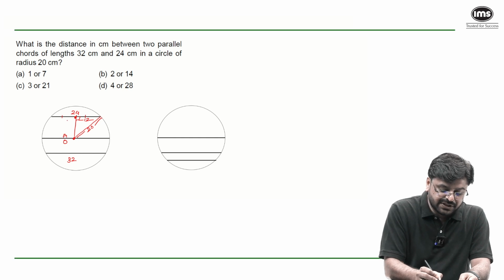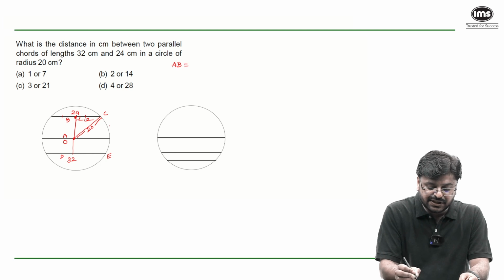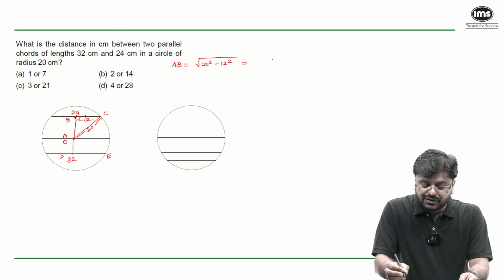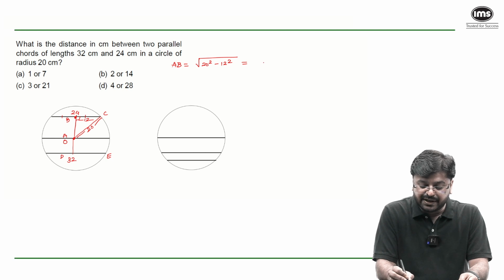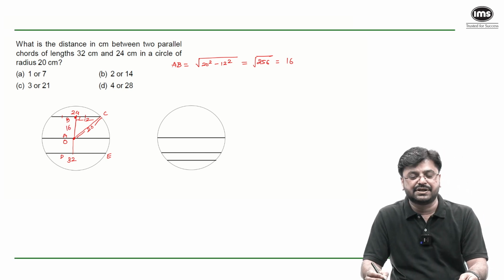Let's name these points A, B, C. Here we can name them as D and E. So AB in this case is under root 20 square minus 12 square. Okay, so it is under root 400 minus 144, which is under root 256, or 16. AB is 16 in the first case.